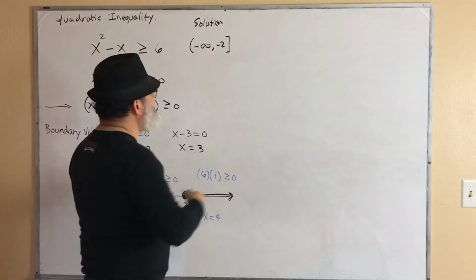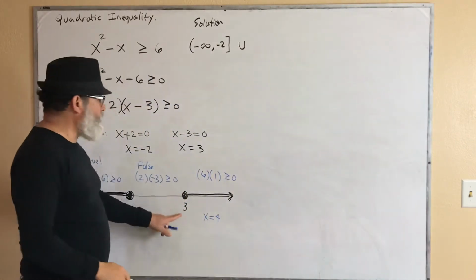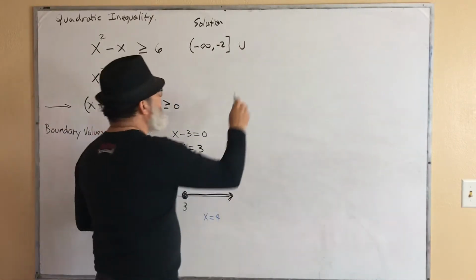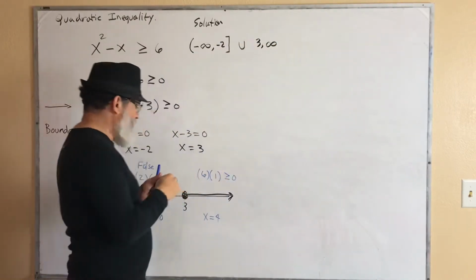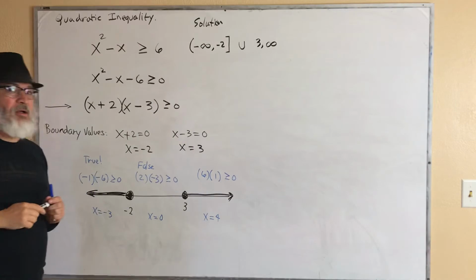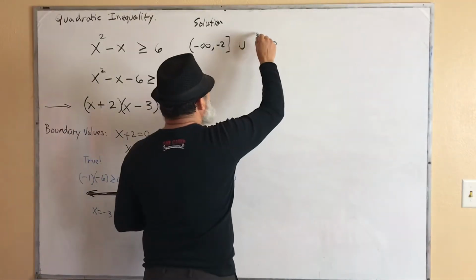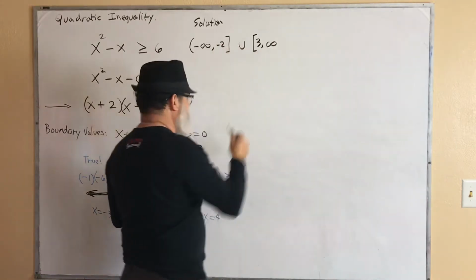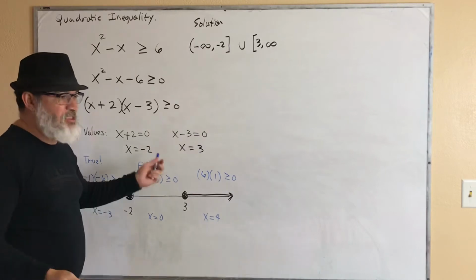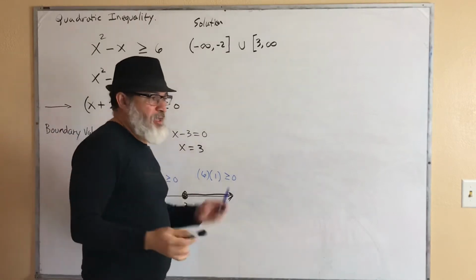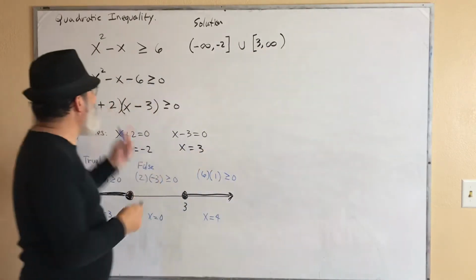Or, the U means or, from 3 up to infinity. Is 3 included or excluded? Included, brackets. How about infinity? You'll never get there. No one is ever going to get there. So that's why it can never be included. And that's the solution to that.